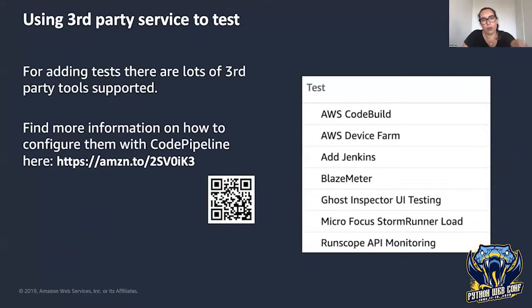Then we have the third-party services to test. They are adding more services all the time. These are the ones that are supported for now. And again, there is a link there to see how you can integrate with each of them. We have Jenkins, BlazeMeter, Ghost Inspector UI testing, Micro Focus StormRunner Load, and RunScope API monitoring for now, and more are coming. And you can use these services to do testing. So this is cool. And also you can use CodeBuild to do testing. You can use the AWS Device Farm if you are deploying some applications. So there are other options as well.